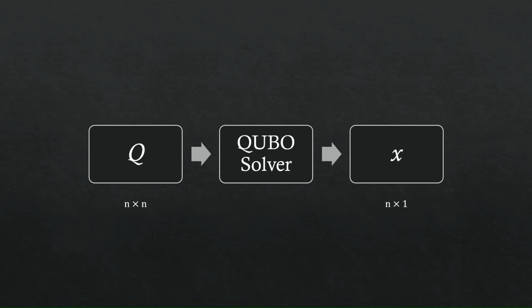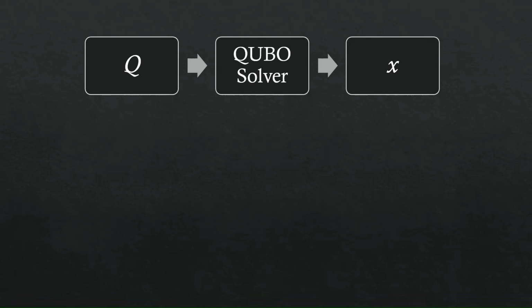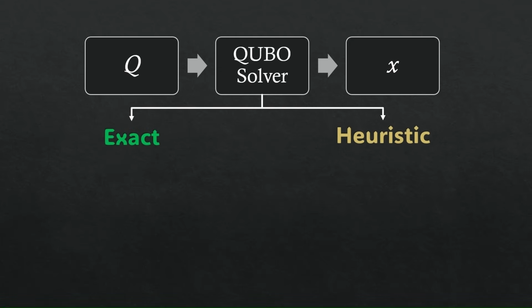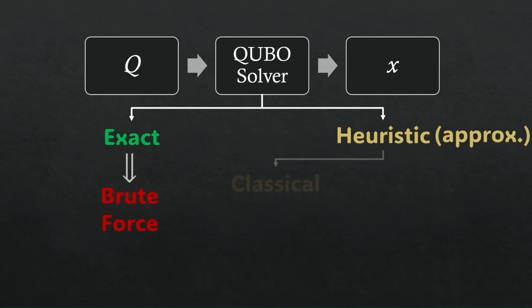A QUBO solver takes a symmetric matrix Q as input and outputs a binary vector X. QUBO solvers can be broadly classified into exact and heuristic solvers. Brute force is for sure an exact solver for QUBO because we check all possible solutions one by one, whereas heuristic solvers provide an approximate solution. There are classical and quantum algorithms that can provide near-optimal solutions.